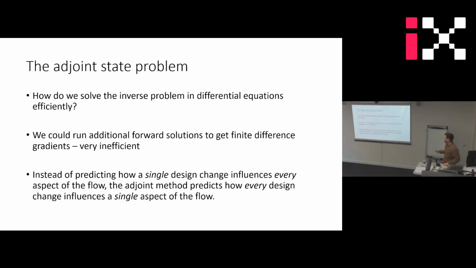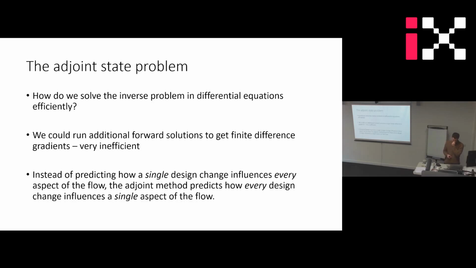You could think of doing the forward problem a number of times, slightly tweaking the design parameters to get a finite difference gradient. This has the same problem as the gradient-free methods. It's really, really inefficient. It scales really badly with the number of parameters, and you're running a full forward calculation every single time you want to evaluate a gradient.